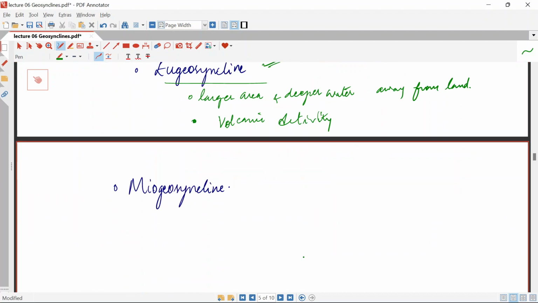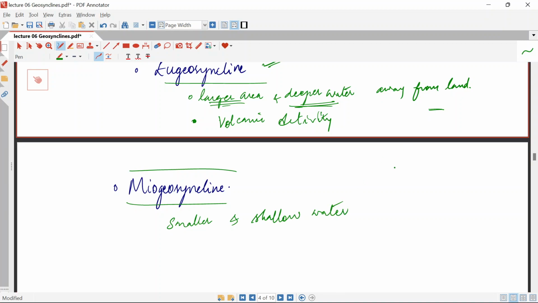And then he described the miogeosyncline. The miogeosyncline is smaller. Here, in the eugeosyncline, this is a larger area; here we can see a smaller area compared to that. So it is smaller and relatively shallow. There it is deeper, here quite the opposite, shallow waters. There it is far away, here near to the continental margins.